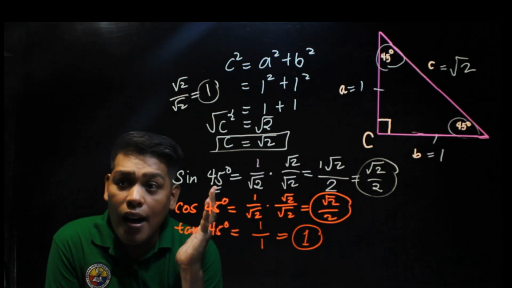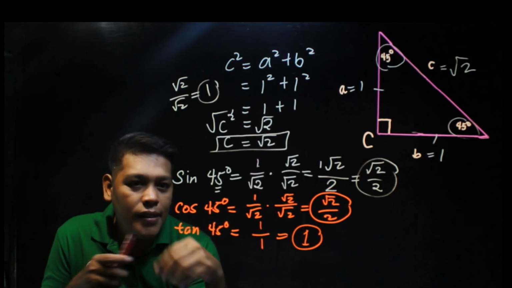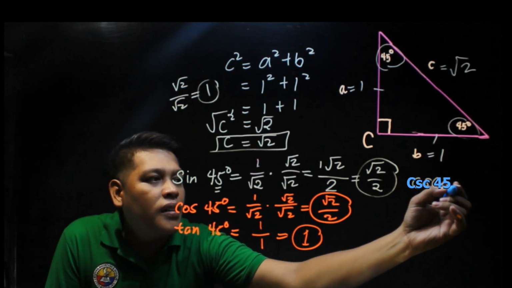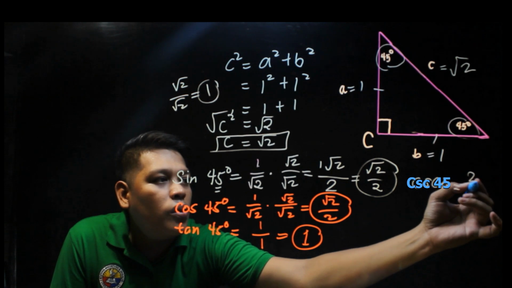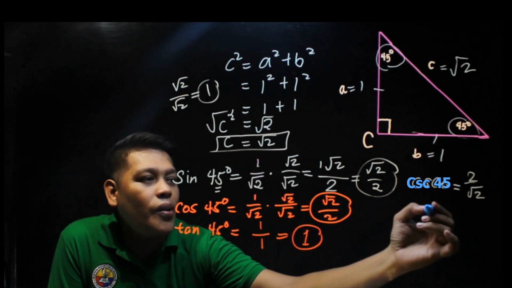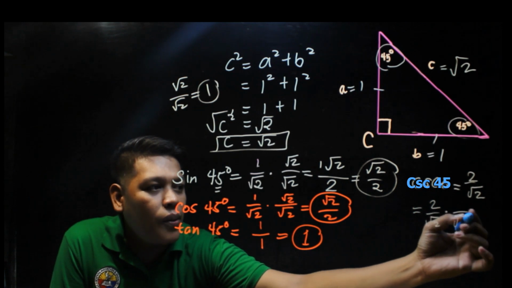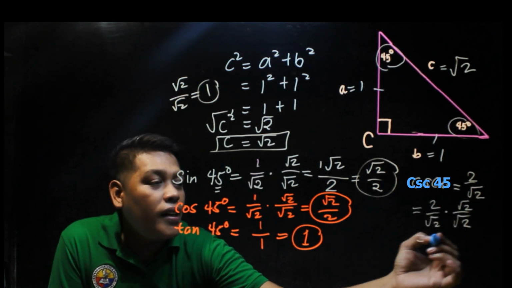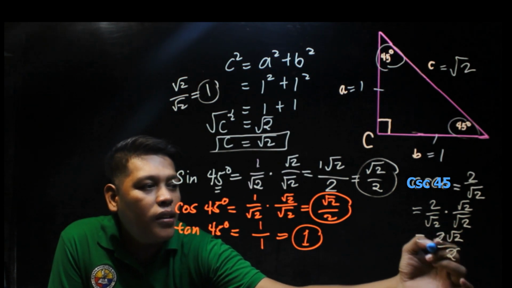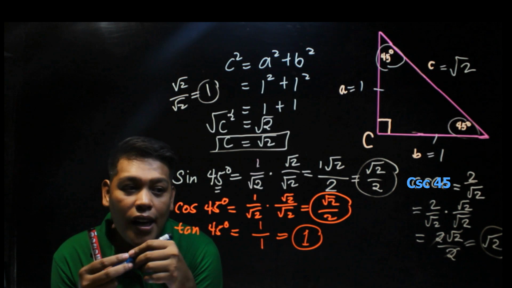Eh, paano naman yung 3 remaining ratios? So, you will just get the reciprocal. So, what is the cosecant? Cosecant theta is reciprocal nito. So, 2 over square root of 2. Hindi nga pwede tayong magkaroon ng square root sa denominator. So, ang gagawin natin dyan, 2 square root of 2 multiply natin sa square root of 2 over square root of 2. So, yan ay 2 square root of 2 over 2, or you will cancel it. So, yan ay meron na lang square root of 2. Yan yung sagot. That is the cosecant theta.